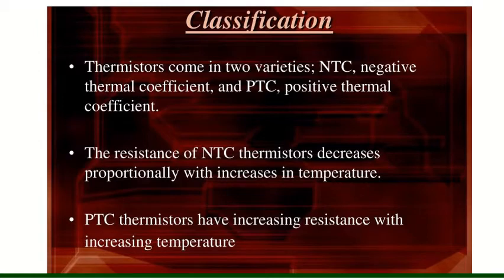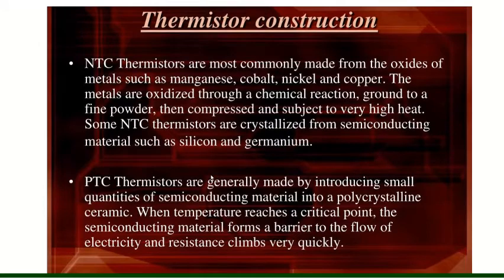There are two types of thermistors: negative temperature coefficient thermistors and positive temperature coefficient thermistors. In positive temperature coefficient thermistors, the resistance will increase with the increase in temperature, whereas in negative temperature coefficient thermistors, the resistance will decrease with the increase in temperature.